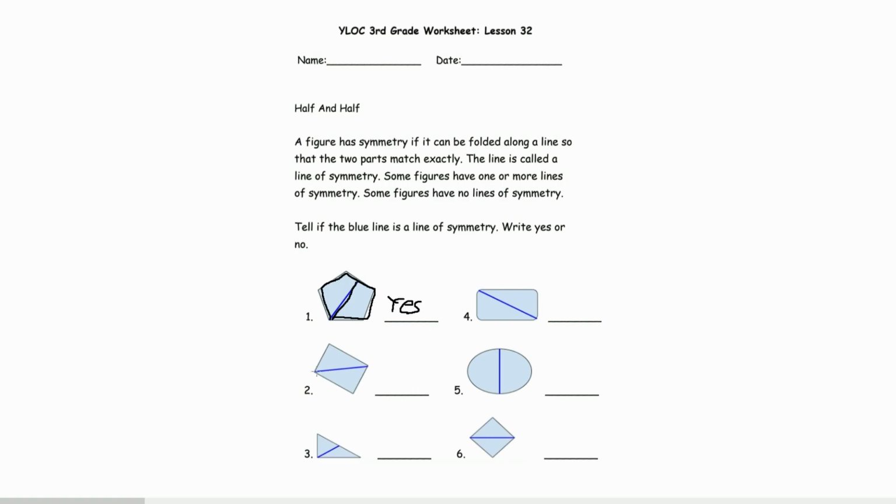Number two, we have the blue line, the line of symmetry right here. If you take this and flip it over, then it would be like this, so that it would not match. So that would be a no.